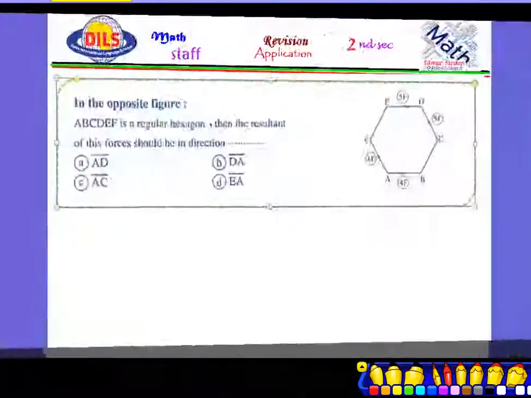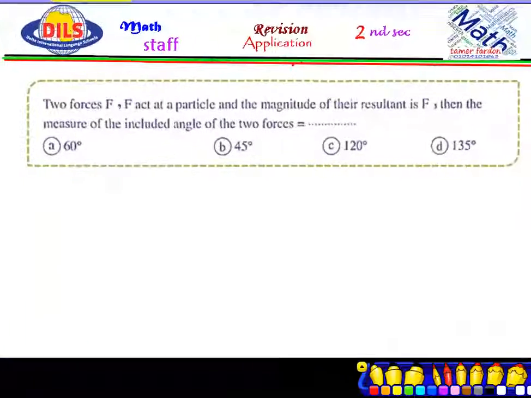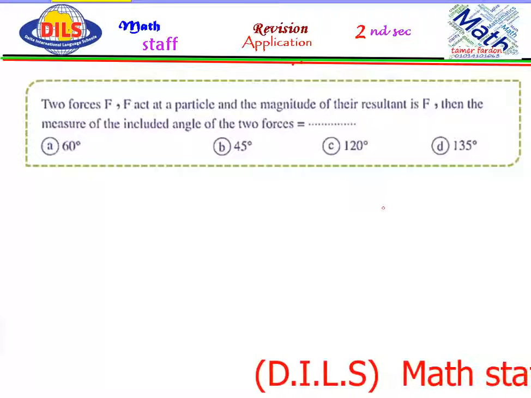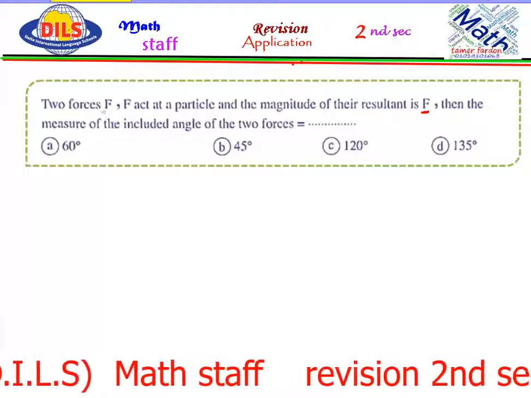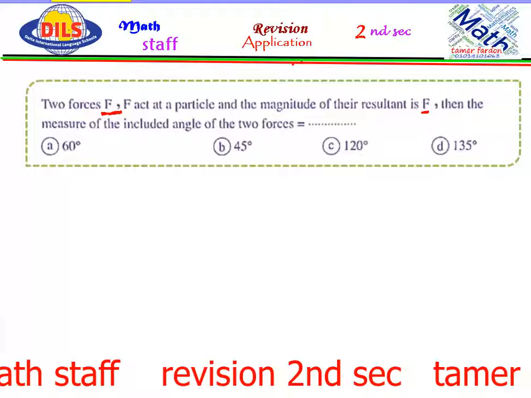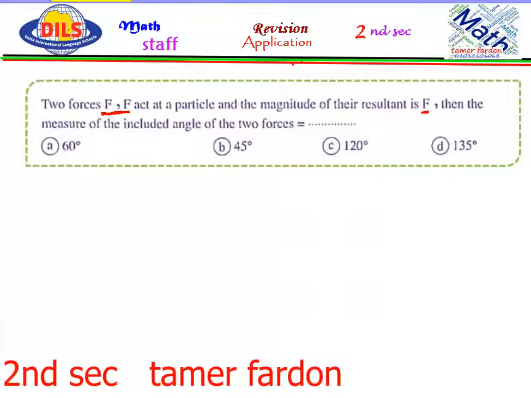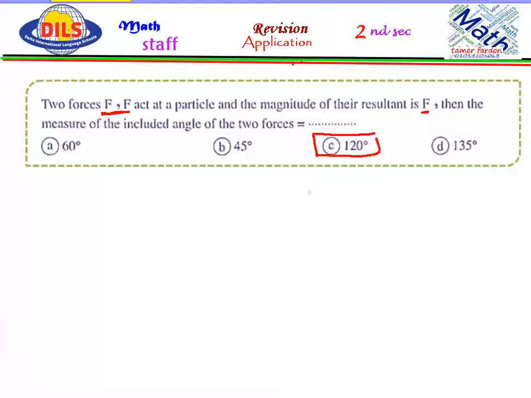Another exercise, two forces F and F act at a particle and the magnitude of the resultant is F. Resultant equals the two forces. So the measure of the angle included between them is, we know that, 120 degrees.